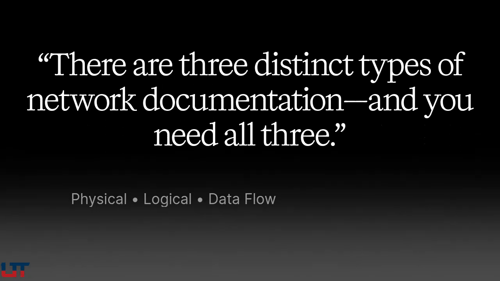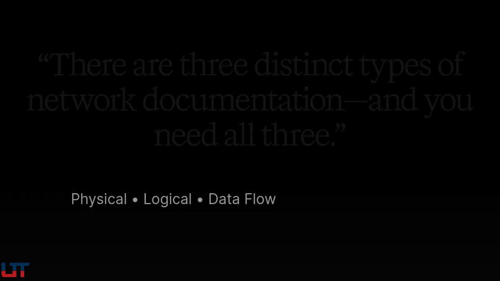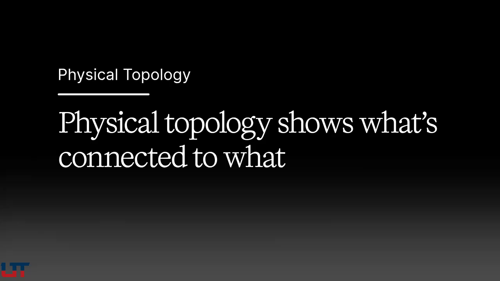There are three distinct types of network documentation, and all three are needed for a complete picture. Many OT environments have one or two of them, but not all three. Physical topology documentation shows what's connected to what physically, which devices connect to which switch ports, which switches connect to which routers, where cables run, and which patch panel ports correspond to which devices in the field. Physical topology tells you the hardware reality of the network.